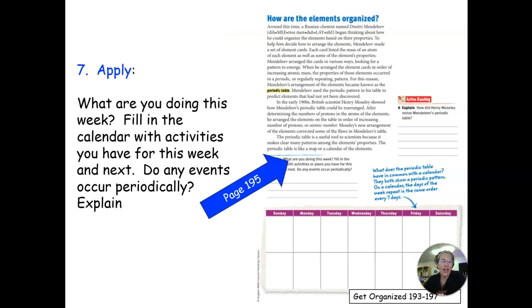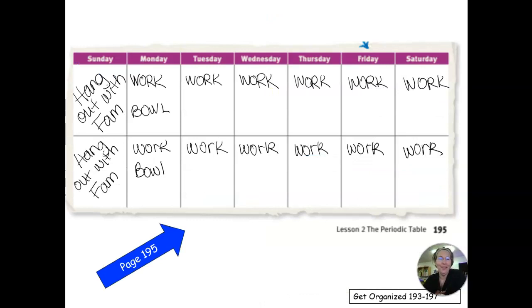And then the next question asks you, what are you doing this week? What are you doing next week? Fill in your activities. And then it will ask you to think about, do any of them occur periodically? So they're wanting you to investigate the meaning of this word period or periodically. So take a minute to do that. Don't write a lot. Just write one or two words and then think about that word periodically. And don't forget to explain.